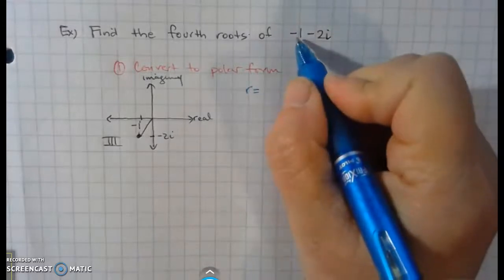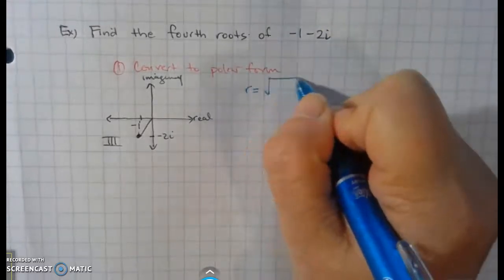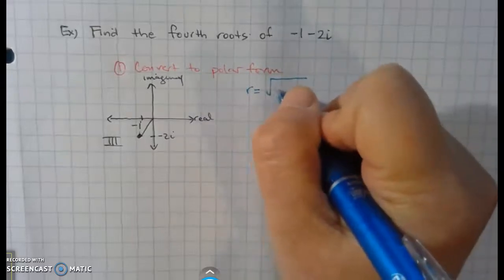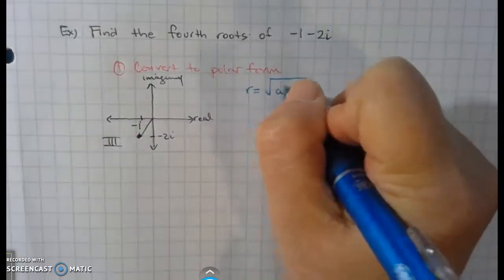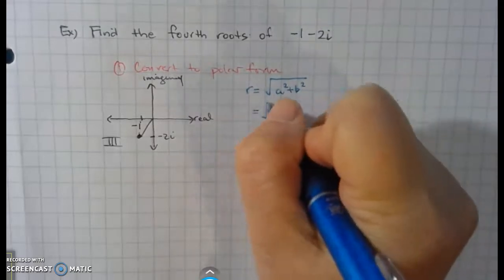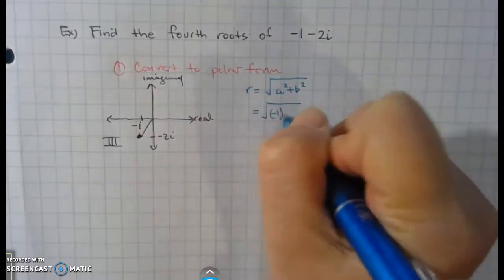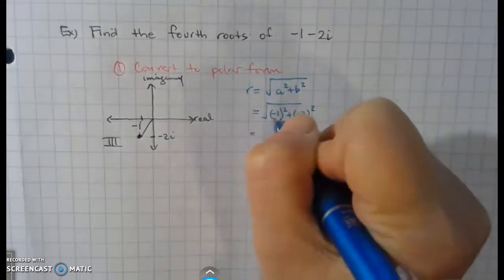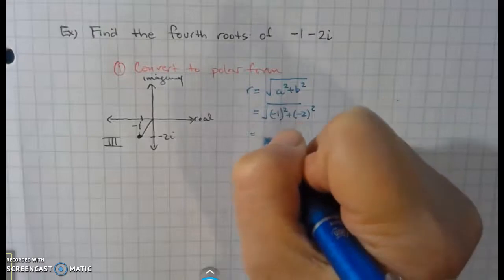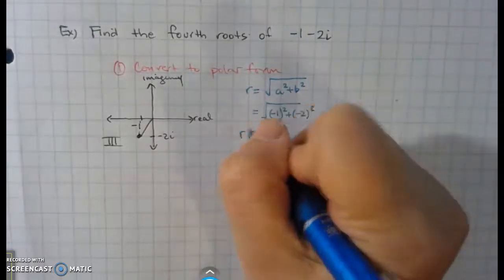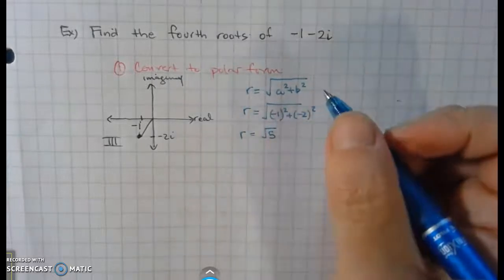It is going to be the square root of a squared plus b squared. So that's going to be the square root of -1 all squared plus -2 all squared. And that is 1 plus 4, which is 5. So the square root of 5. The modulus is going to be the square root of 5.